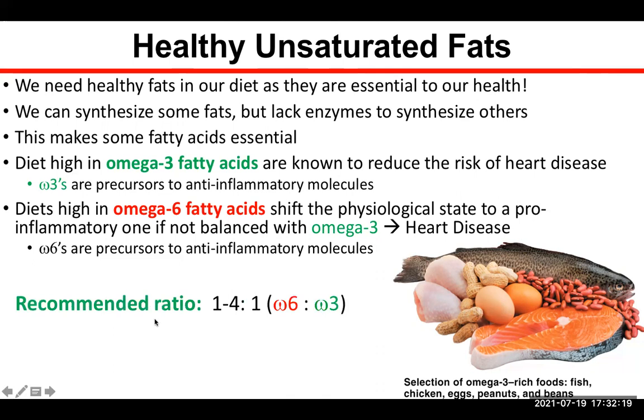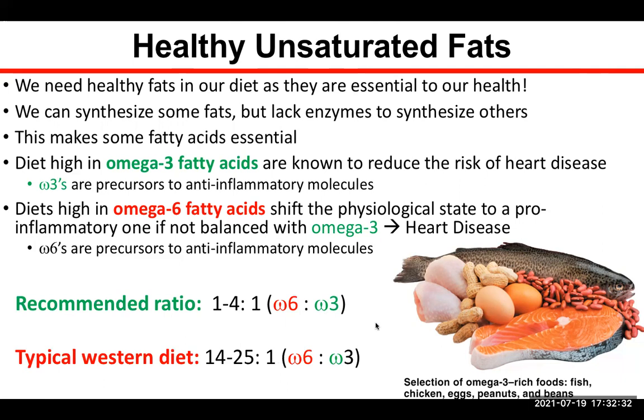So the recommended ratio that we should be getting in our diet is, for every one omega-3, we should be consuming 1 to 4 omega-6 molecules. However, with our typical Western diet, for every 1 omega-3 we're consuming 14 to 25 omega-6s, which is really tipping our physiological state to a pro-inflammatory one, which is not good for our bodies.